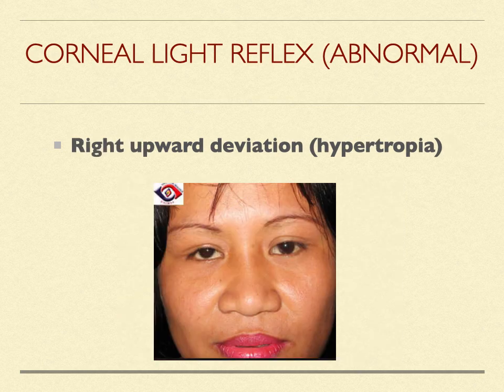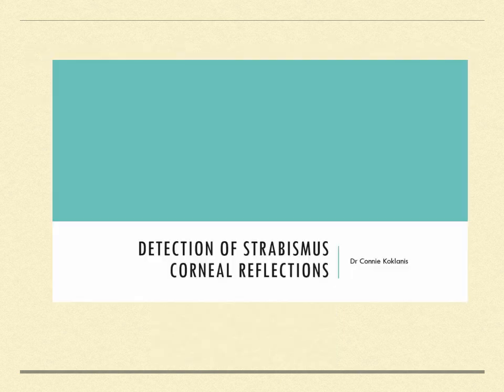Look at this patient, right upward deviation. It might be very minute and cannot be seen, but we can see here the right upward deviation. So it means that the left is the normal, where the light reflex is in the center, but on the right, look at the light reflex, it is going down. So it's hypertropia. Once we see the light at the edge of the lower part of the pupil, the eye is going up, which we call hypertropia.